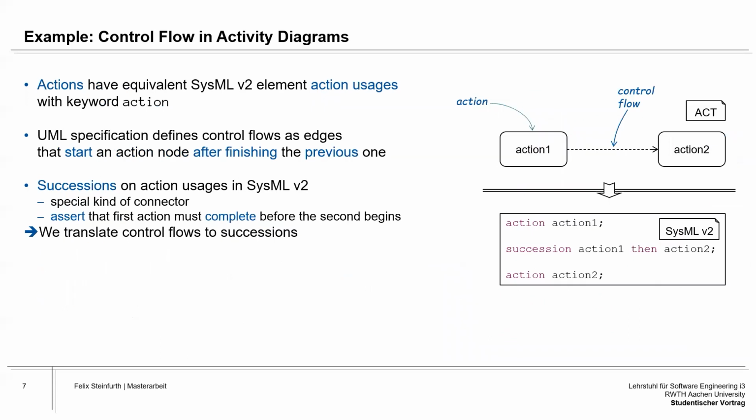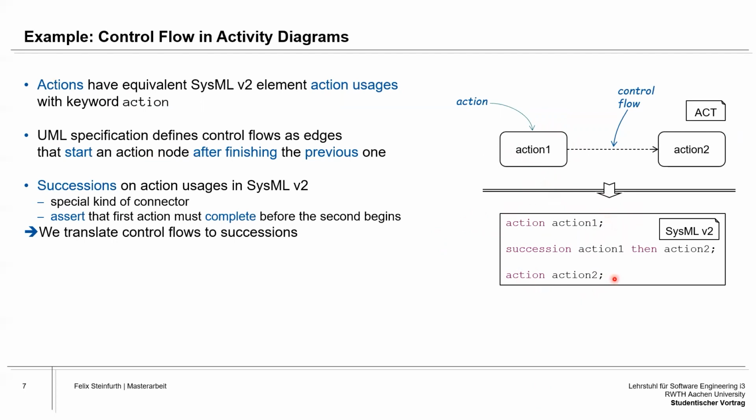A second example of our mapping is shown by the mapping of control flows in activity diagrams. Here, actions have the equivalent SysML v2 element action usage with the keyword action. Here, action 1 and action 2 are mapped to the action usages action 1 and action 2.